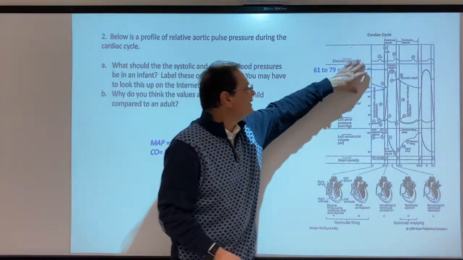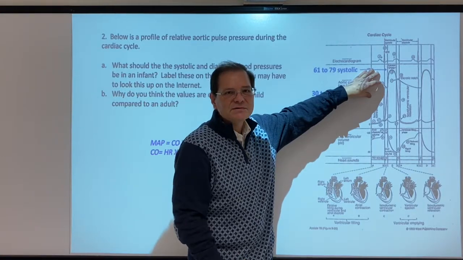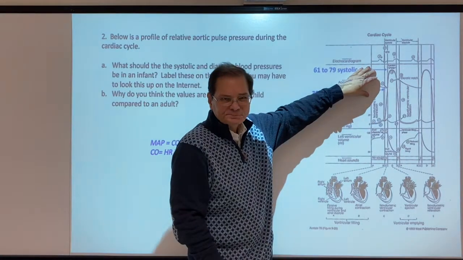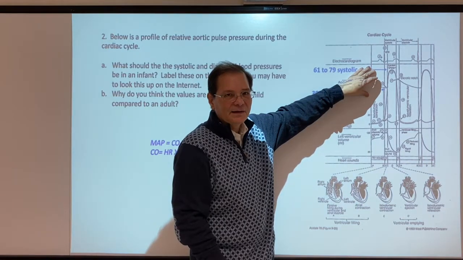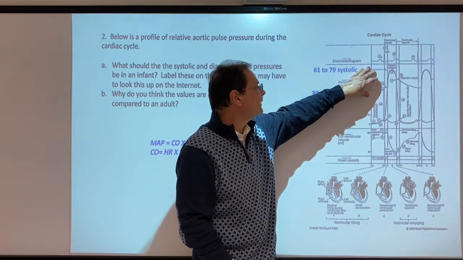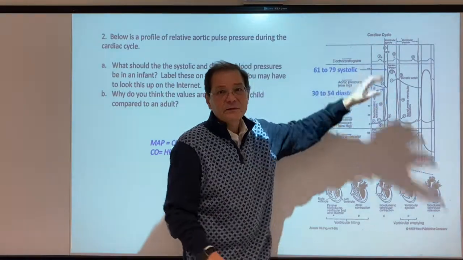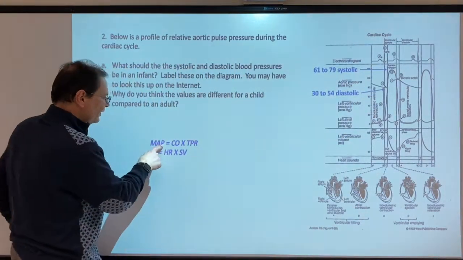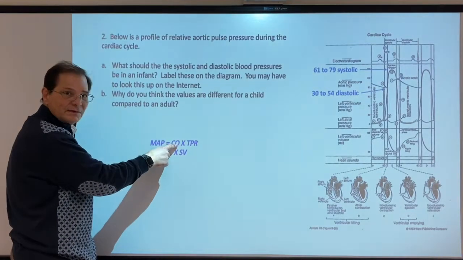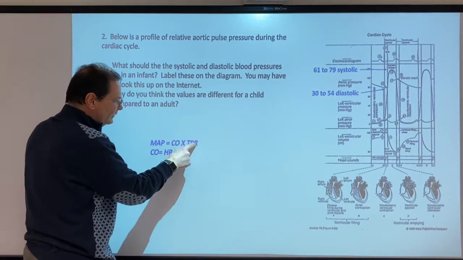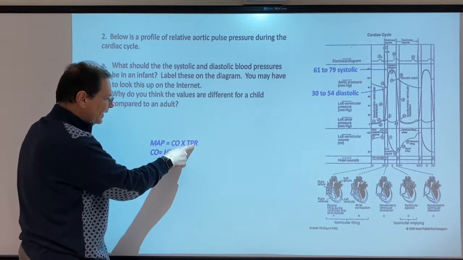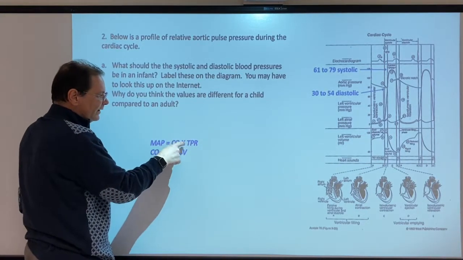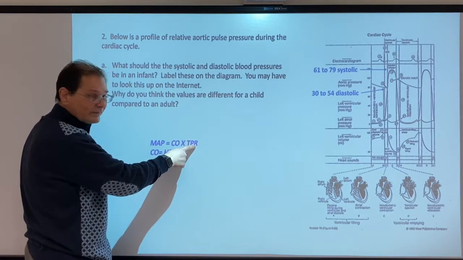Well, the bottom line here is that the mean arterial pressure in the aorta, in the arteries, in a normal infant is lower. So now the key is to look at the things that determine mean arterial pressure. And the two things that determine that are cardiac output and total peripheral resistance. Okay? So we have two possibilities. It could be either the cardiac output is down or the total peripheral resistance is down.